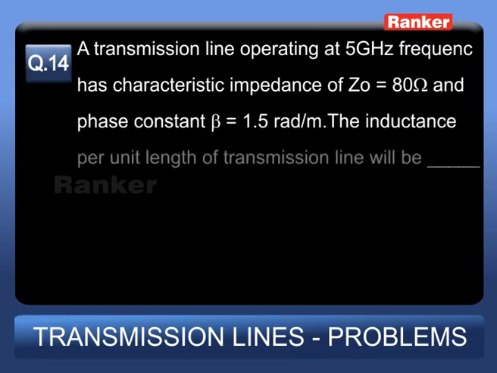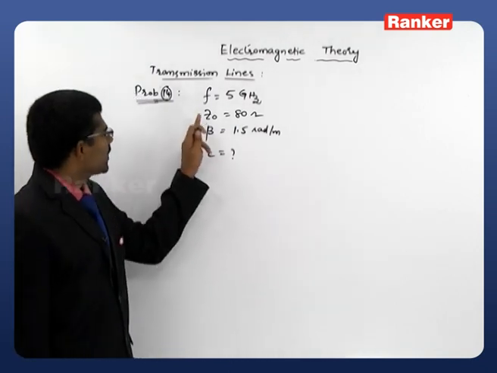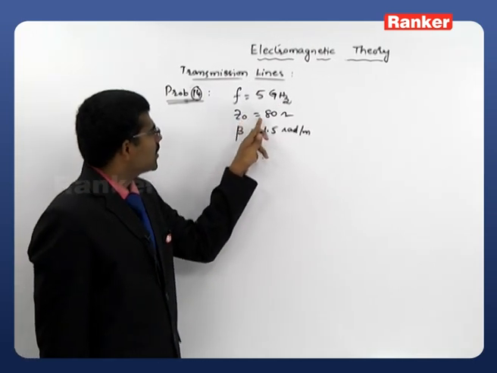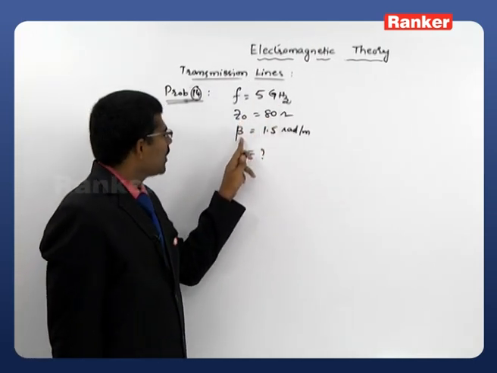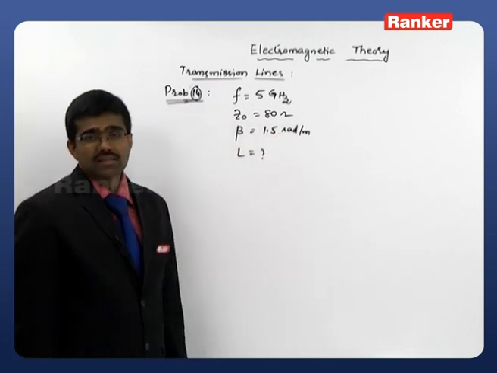A transmission line operating at 5 GHz frequency has a characteristic impedance of 80 ohms and phase constant beta equal to 1.5 radian per meter. The inductance per unit length of the transmission line will be dash nano henry per meter. Let's observe the solution for this problem. What is the data given to us? A transmission line is operating at a frequency of 5 GHz. Its characteristic impedance is 80 ohms. Beta, the propagation constant, is 1.5 radian per meter and we require L.